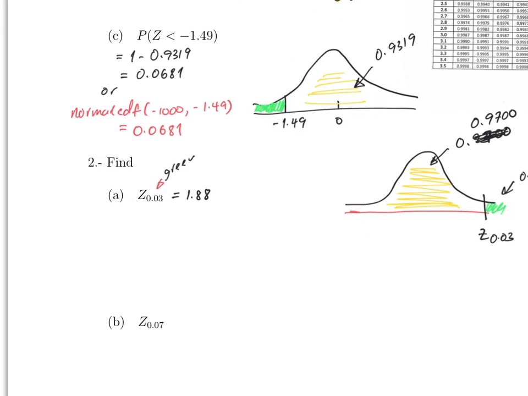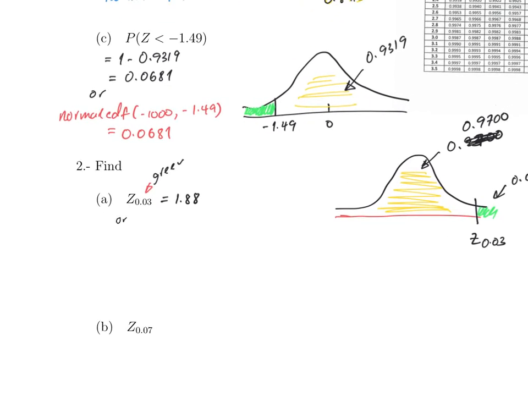1.88. Now if you use the calculator, this will be inverse norm, and the area to the left, or the yellow area, is 0.97, and it should give you also 1.88. Is that okay? Any questions on this?